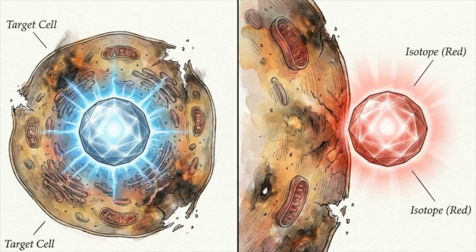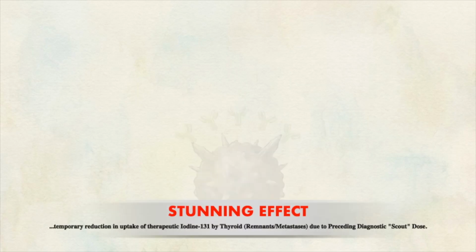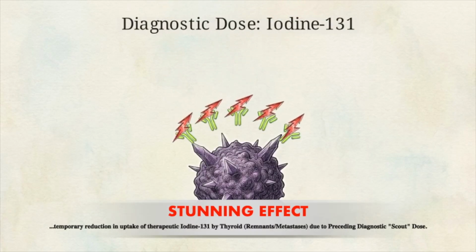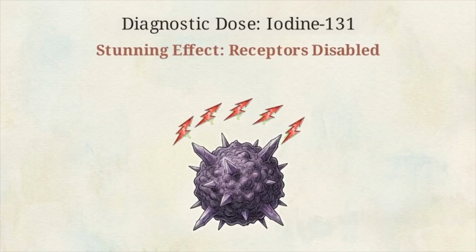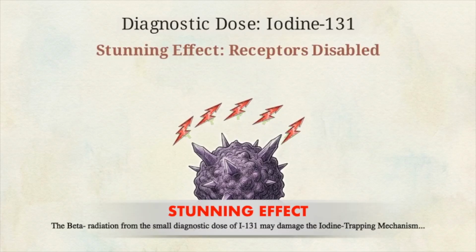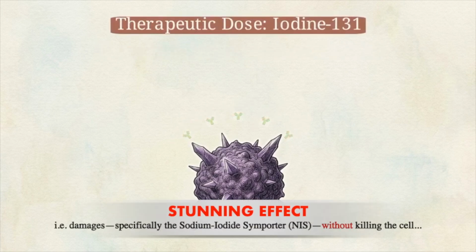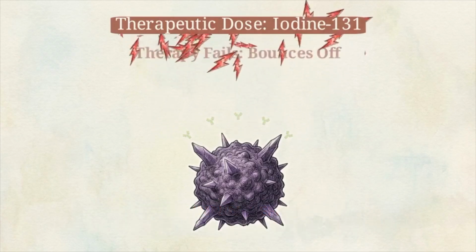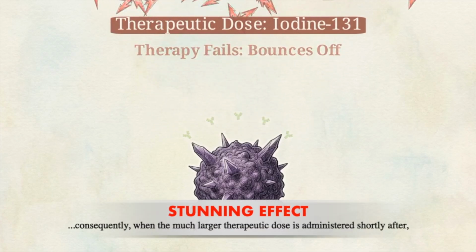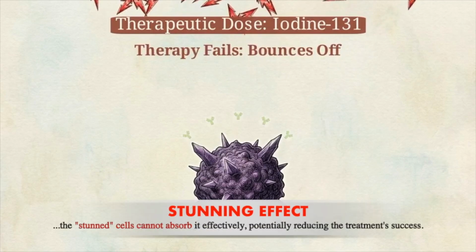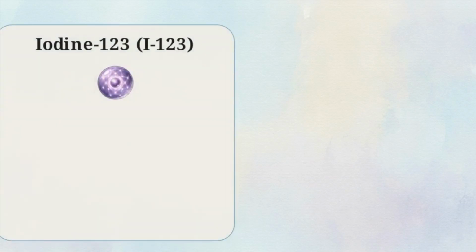Using iodine-131 for imaging carries a limitation known as the stunning effect. This cellular sequence demonstrates why using the therapeutic iodine-131 for initial imaging is dangerous. A diagnostic dose of iodine-131 emits beta particles that physically damage the cell's surface NIS receptors. This creates the stunning effect. When the massive therapeutic dose is subsequently administered, it bounces off the disabled cell because the entryways have been destroyed. To avoid this effect, we shift to iodine-123.